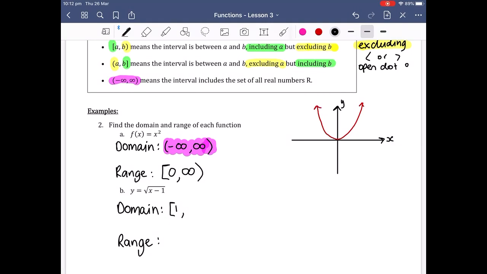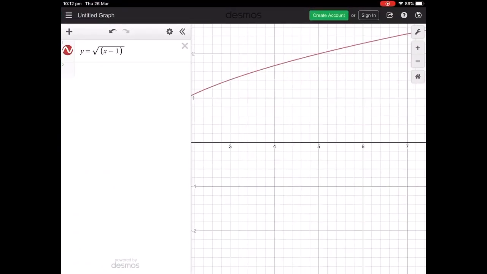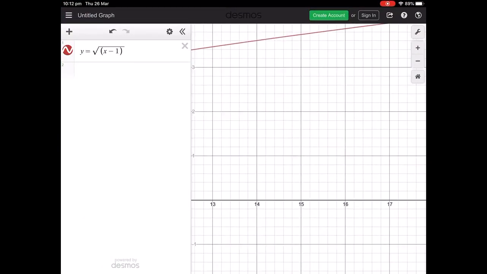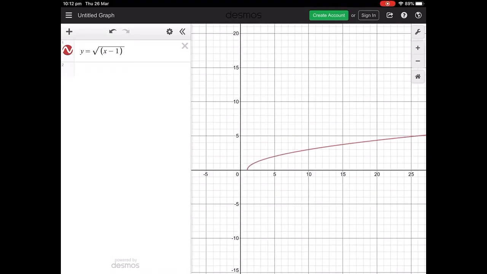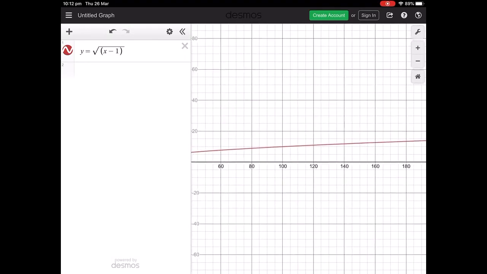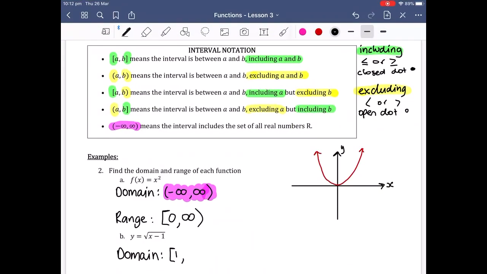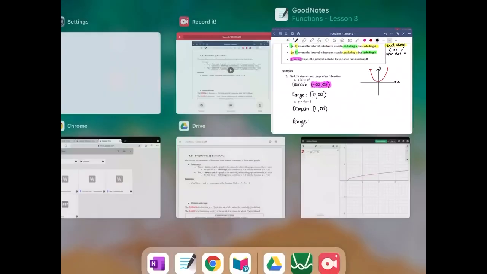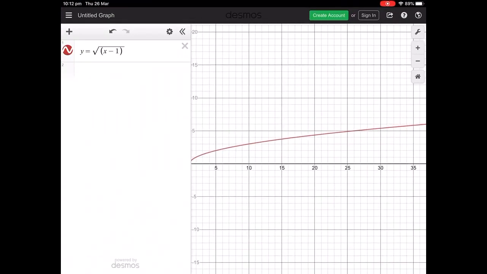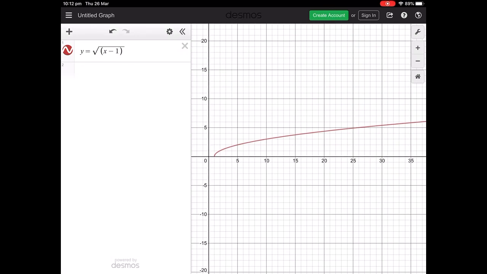So including 1, we're going to do a square bracket, and then the x values that it goes up to, it just keeps going. So it's going to go up to infinity in this case. If I zoomed out, it just keeps going. So our domain is going to be 1 to infinity. Okay, and then our range.